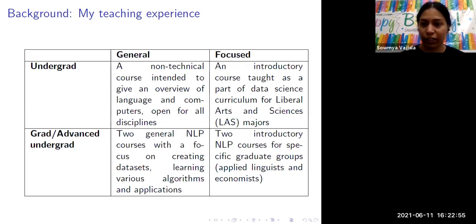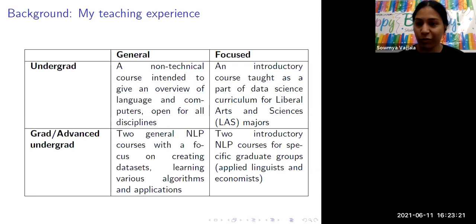The undergrad focused one was an introductory text mining kind of course, one of the electives in a data science curriculum for LAS majors. This also had undergrad students from many different kinds of backgrounds, including linguistics and computer science, but at one point we had English, journalism, political science, biology, and mathematics, along with computer science, all in one classroom. This was taught twice.